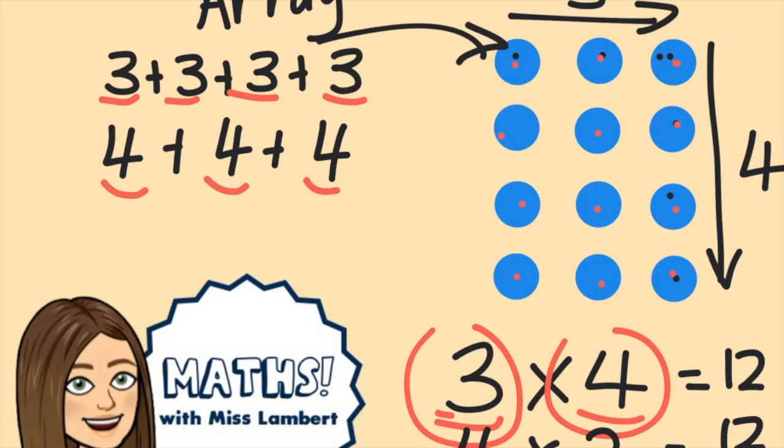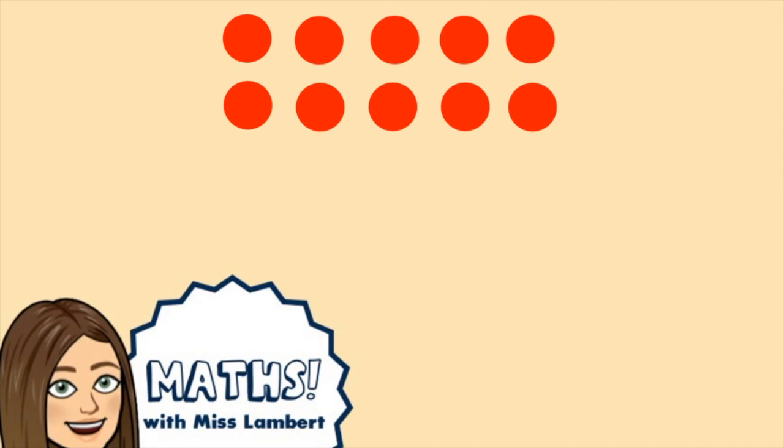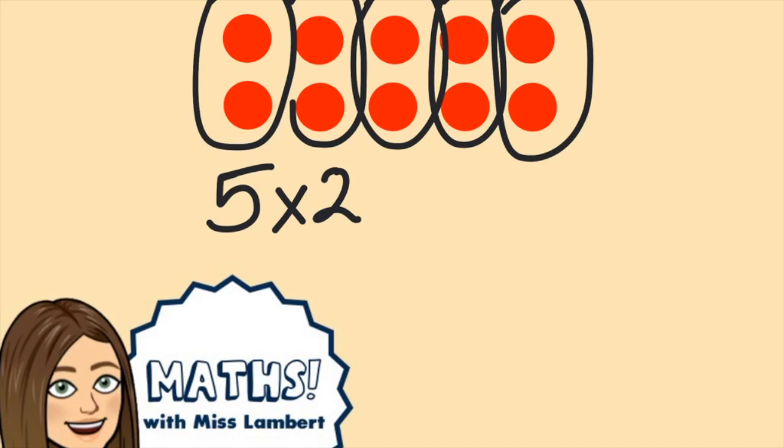In your next activity, you're going to practice using repeated addition, like these ones up here, or skip counting to solve some array problems. This array here either shows me 5 groups of 2, or it shows me 2 groups of 5.